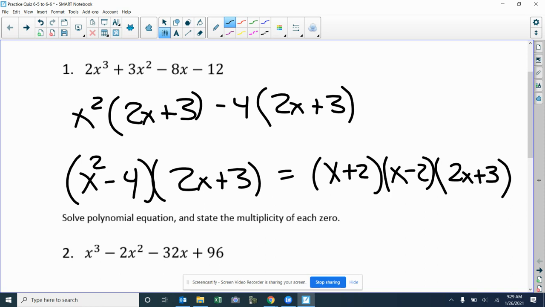Everybody okay? Feel good about that one difference? That grouping problem?